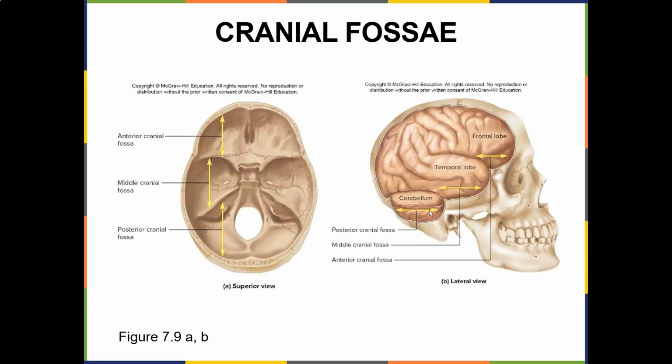Okay, again, the cranial fossa. What sits in the cranial fossa? In the anterior cranial fossa, you have the frontal lobe. In the middle cranial fossa, you have the temporal lobe. In the posterior cranial fossa, you have the cerebellum. So it makes a nice little shelf for your brain to sit in.